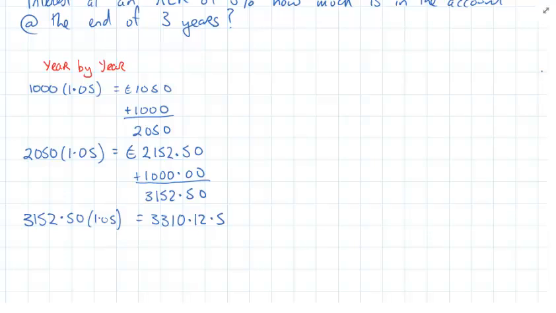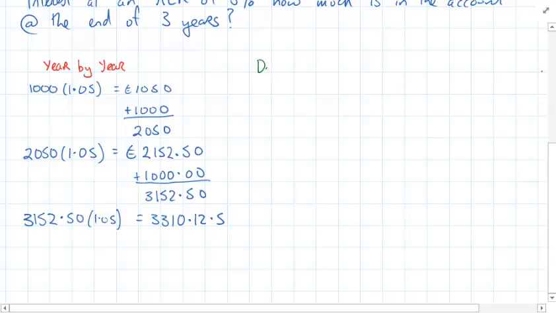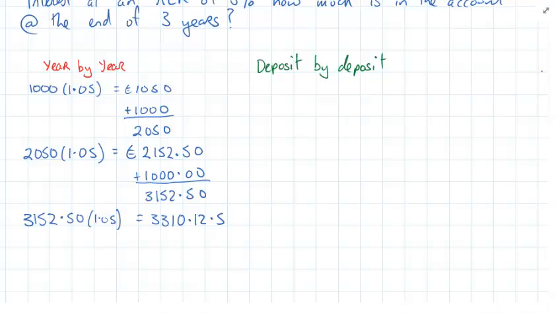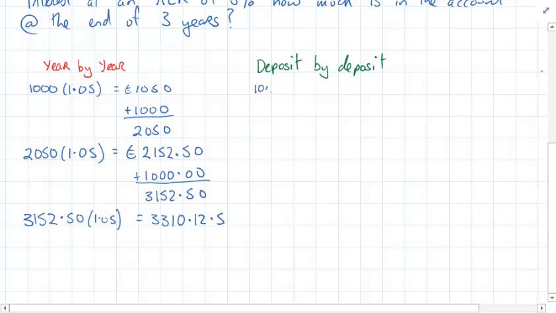So what I'm going to do is I'm going to show you that there is an alternative way to approach this problem. So instead of looking at the problem on a year-by-year basis, we can actually think about it instead on a deposit-by-deposit basis. So what do I mean by that? Well, let's take the first €1,000 that is deposited into the account, and let's just look at that by itself for a minute. How much is that going to grow to by the end of the third year?